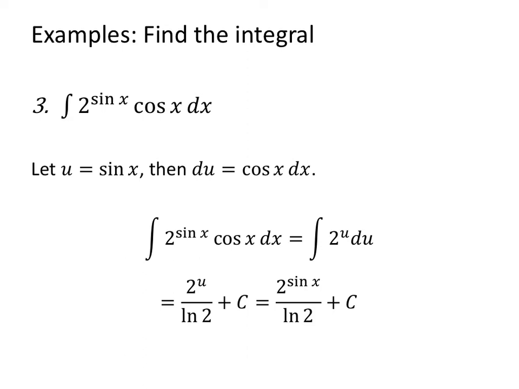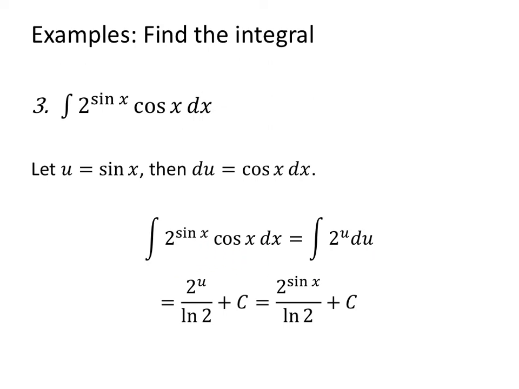The integral of 2 to the sine x times cosine of x dx. Let u equal sine of x. Then du, right, what's the derivative of the sine? It's cosine of x dx. So we take u to be our exponent. That way we can rewrite our integral as the integral of 2 to the u du.